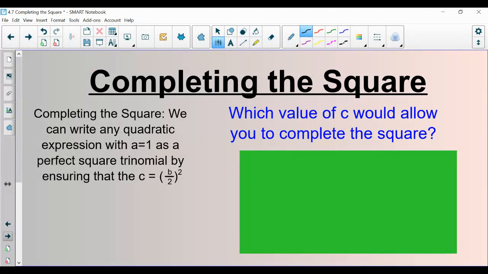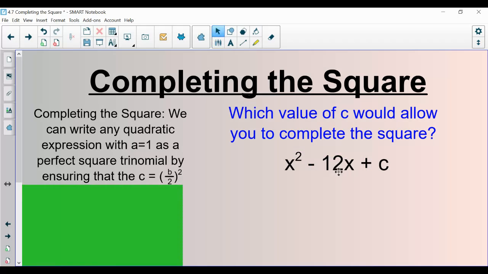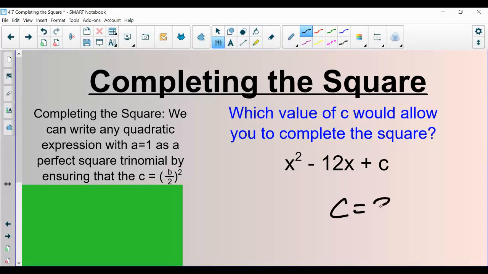Let's just kind of practice picking the c term, right? We want the c term to always be half of the b term squared. So what you do is you would just take half of the b term. Half of the b term would be -6, and then -6 times -6 would be 36. So in order for us to complete the square here, the c term would need to be 36.